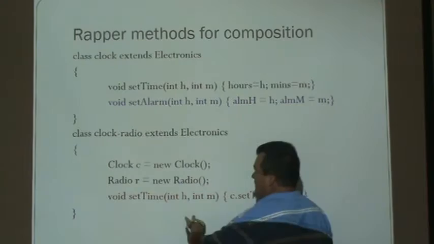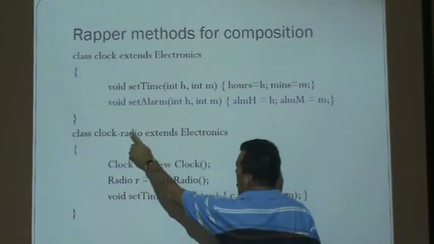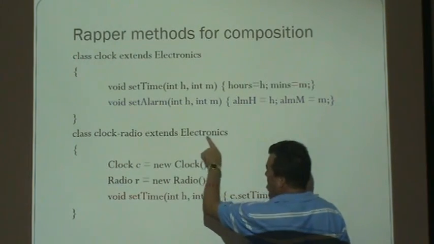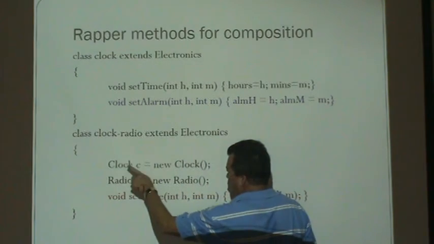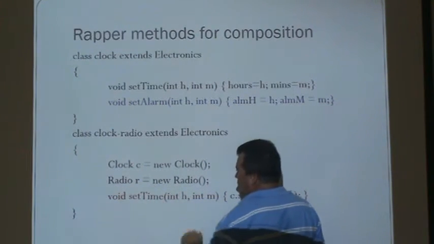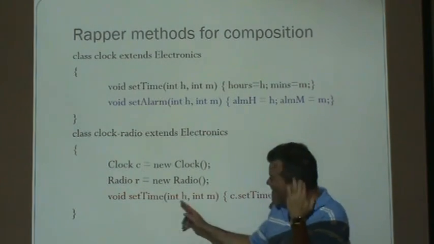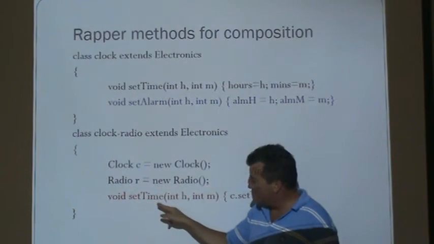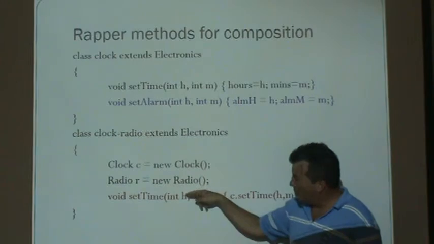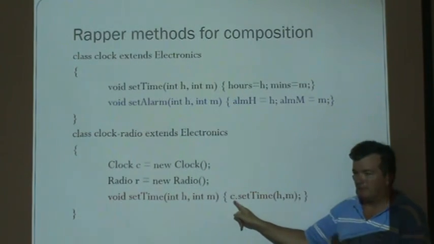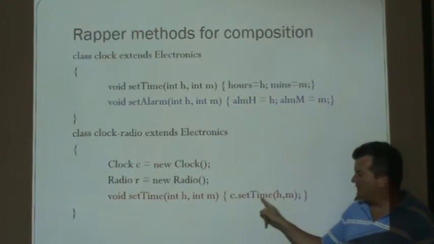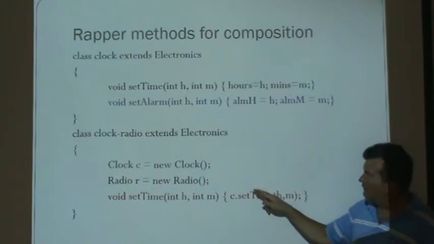But now, since I can't multiply inherit, I make clock radio extend directly from electronics. Then I add a piece of storage called a clock, give it a name C, and a radio, R. Now I have to add a new method called set time. Someone gives me an hour and a minute, and then I set the C part of my object, call its set time method, and then it'll call this method.